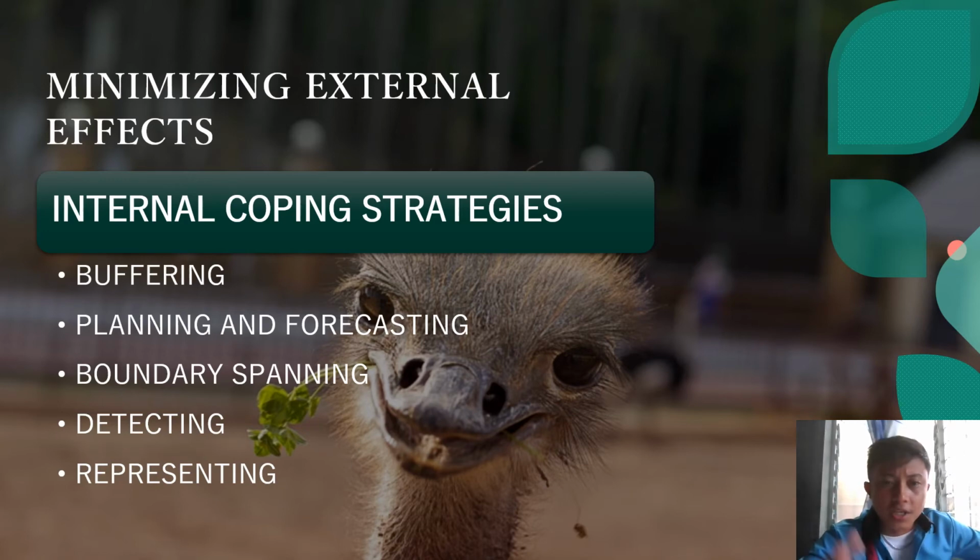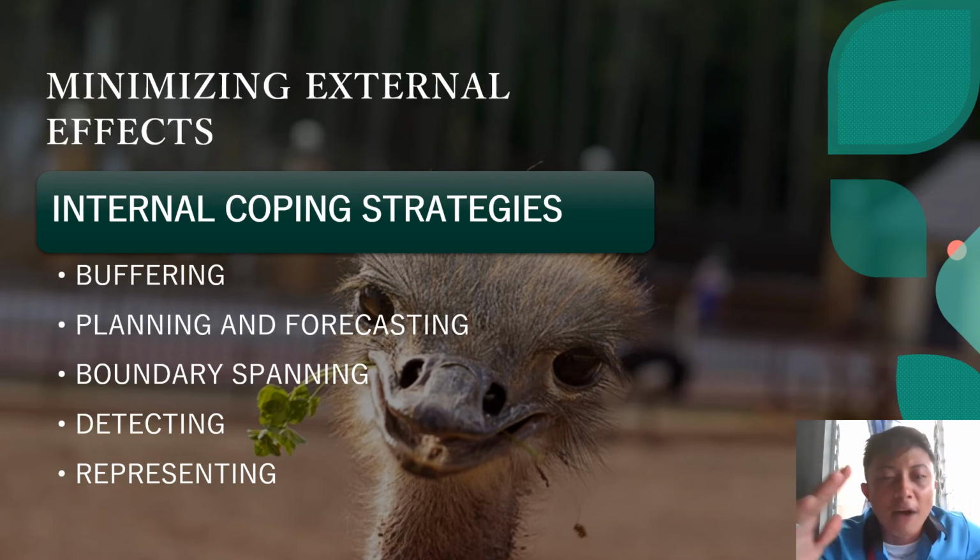So, minimizing external effects. Internal coping strategies. There are buffering, planning and forecasting, boundary spanning, detecting, and representing. So, what best describes internal coping strategies? So, problem solving, humor and relaxation are internal coping strategies, while seeking support from others is external. So, what are internal coping mechanisms? So coping mechanisms are the strategies people often use in the face of stress and or trauma to help manage painful or difficult emotions. So let's go back to internal coping strategies.